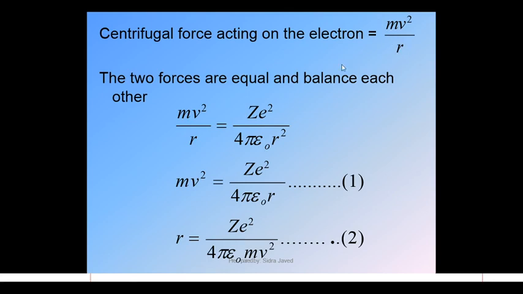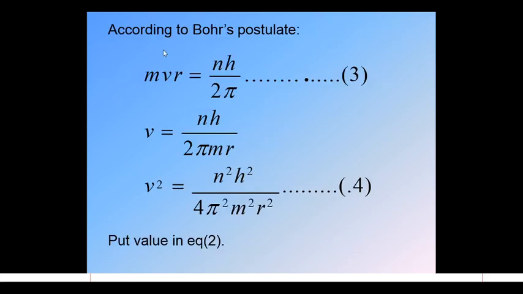And these two forces balance each other, so we can equate both these equations, simplify, and find the value of r, that is, the radius of the orbit. It has Z e square by 4 pi epsilon 0 m e square. That is the radius of the electron in an orbit.